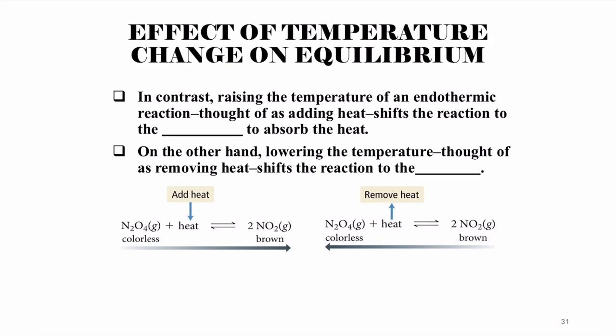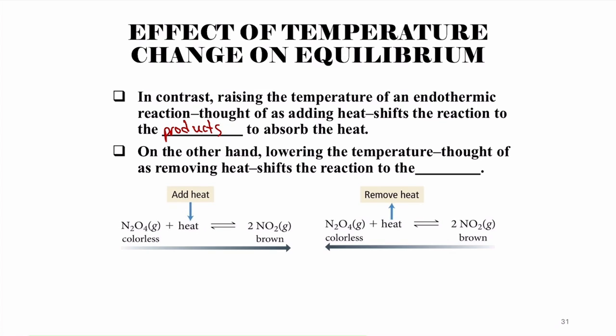So if the temperature of an endothermic reaction is increasing, the reaction shifts to the products to absorb the heat, right? It wants to counteract that change to the system. We're adding temperature, and the reaction counteracts that change. It's like the energy we're putting in shifts the reaction to the right.